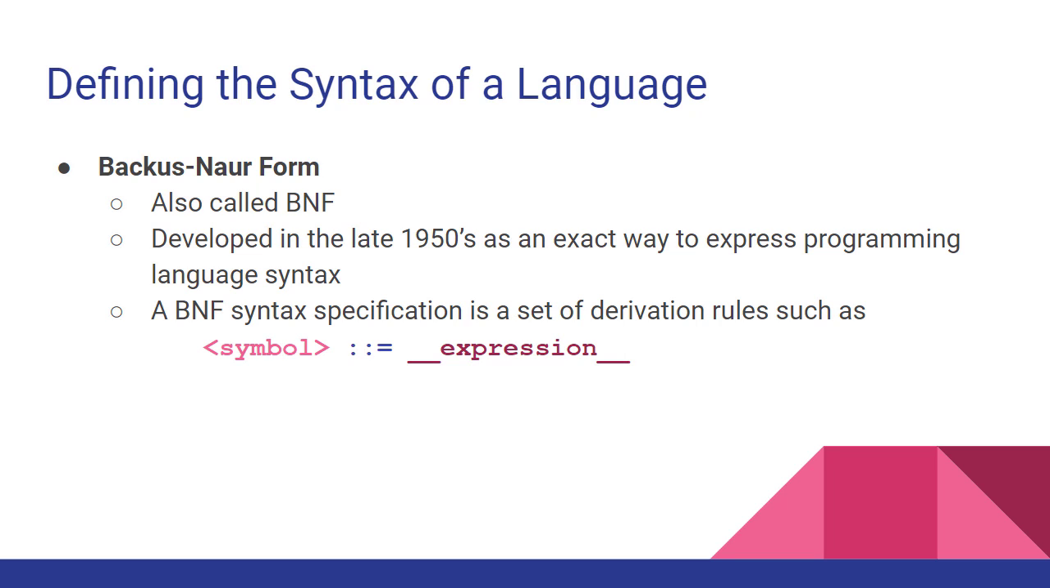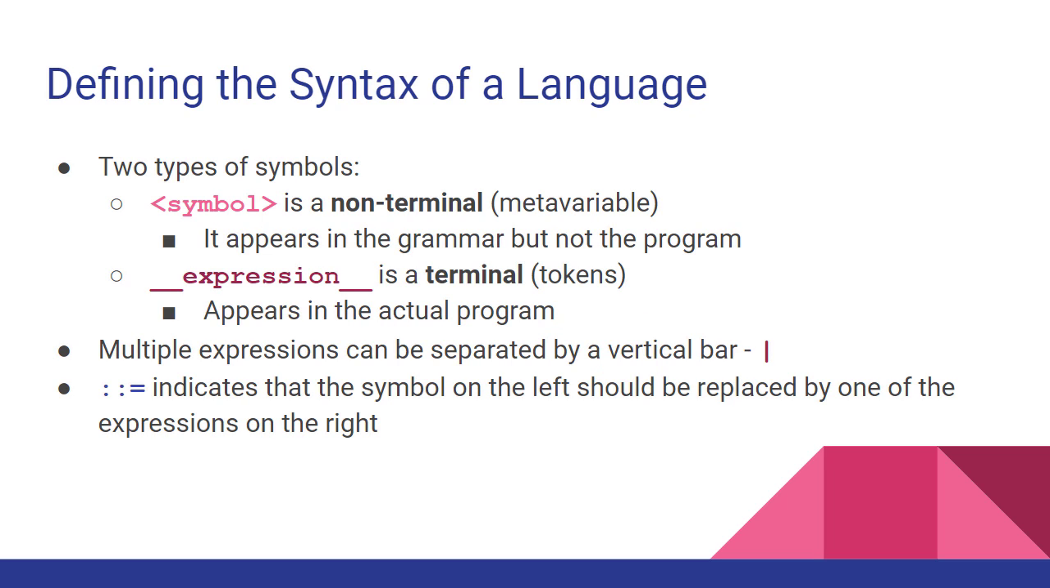A BNF specification is a set of derivation rules where we have a symbol and then this ::= and then some expression. There are two types of symbols there. The symbol is a non-terminal that appears on the left-hand side, and it appears in the grammar, but not in the actual program itself. Whereas the expression is a terminal. It does appear in the program. It's the tokens that make up the language.